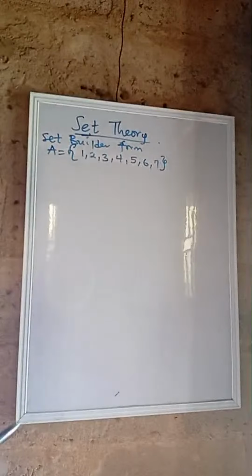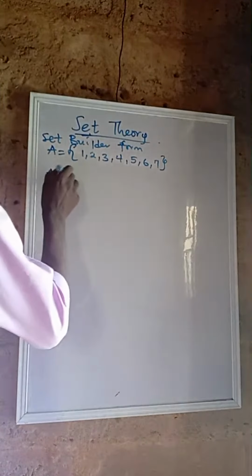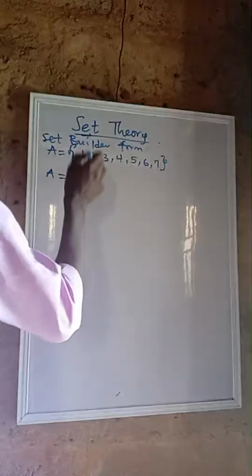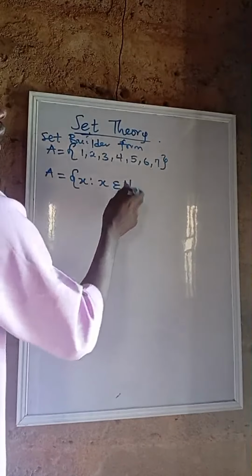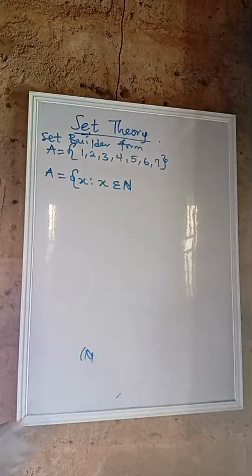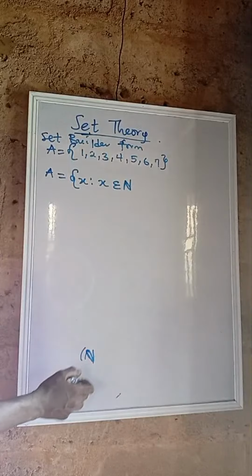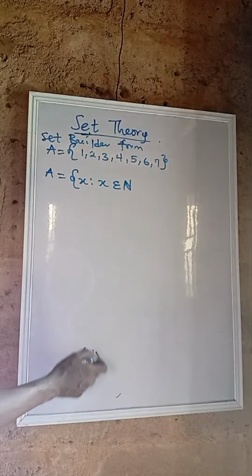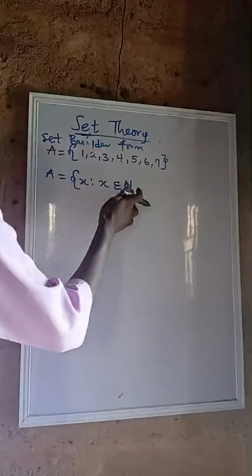Now for this one here, to write this in set builder form, you notice all these are natural numbers. So what you say is that A is a set of x such that x is an element of natural numbers. Natural number is denoted by N, I think I forgot to tell you that. So x is an element or member of natural numbers.